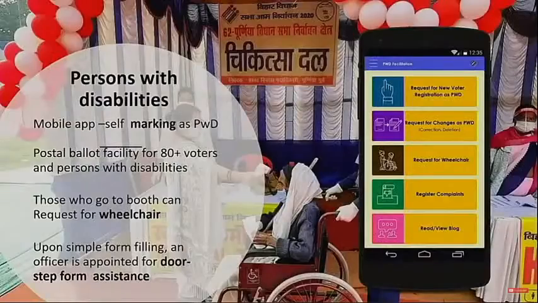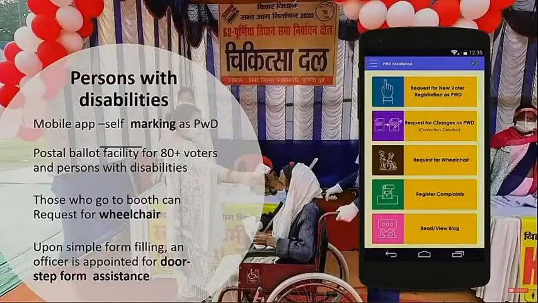For persons with disabilities, there's a mobile application which enables people to self-mark themselves, indicating the kind of disability that they are suffering from. And while the postal ballot facility was introduced this time for the 80 plus voters and also for people with disabilities, those who wanted to go to the polling booth could give an online request for a wheelchair, and also for doorstep assistance where required.